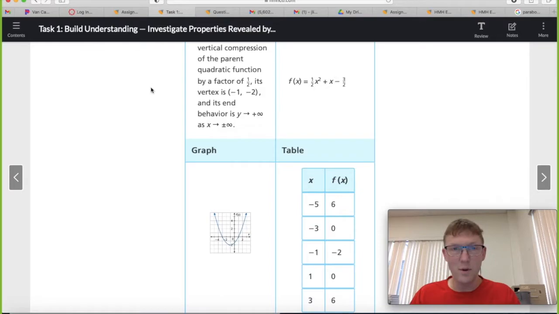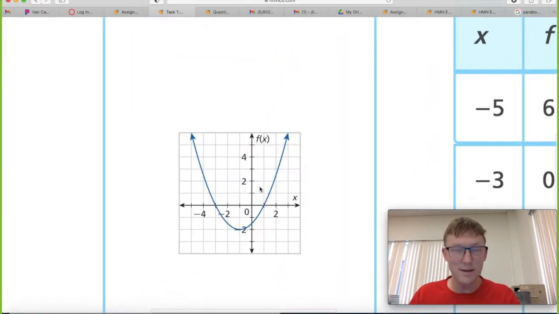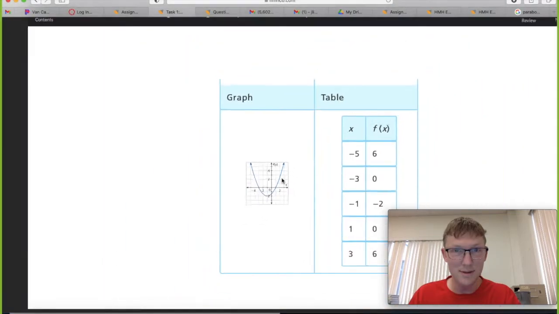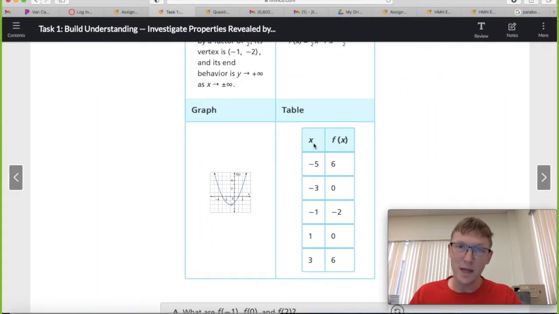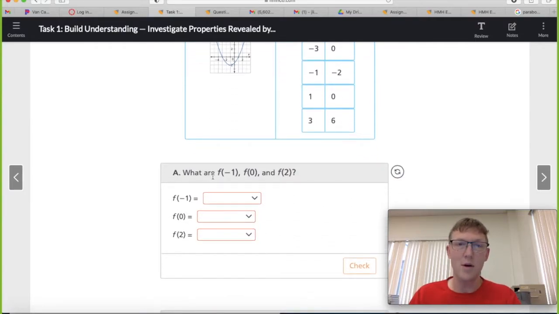Then you can use that equation. We've got a graph, a very tiny little graph right there. It's so adorable. And then we have a table. Again, we've got our x values and our f of x values. So we can figure out all of these values based on the chart above.